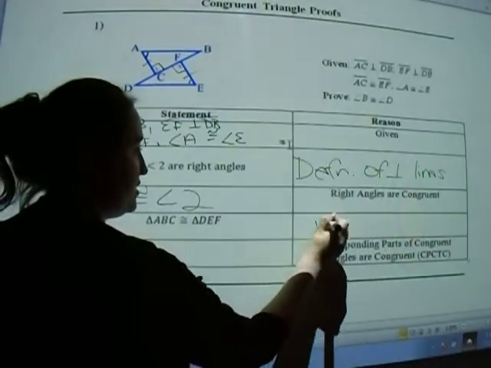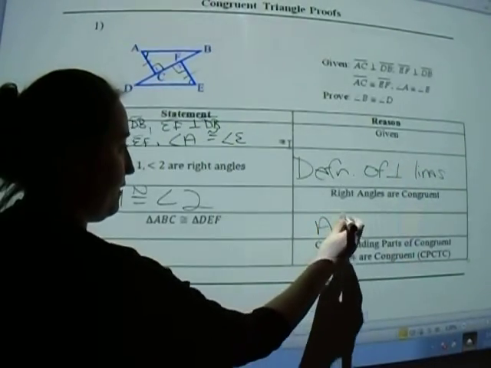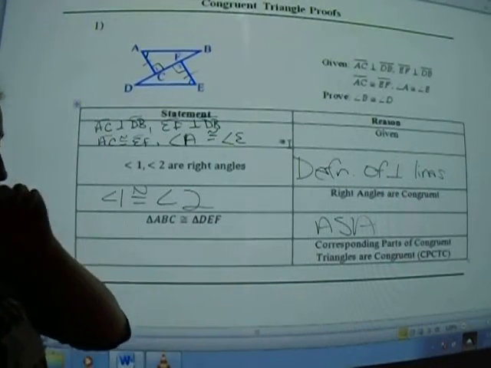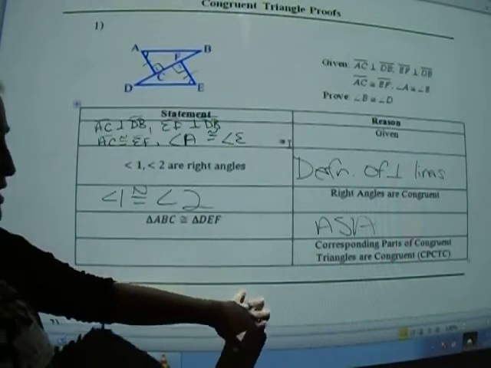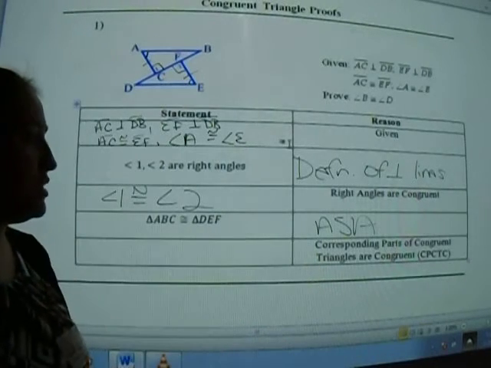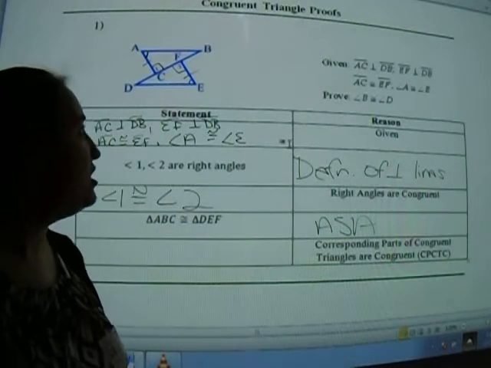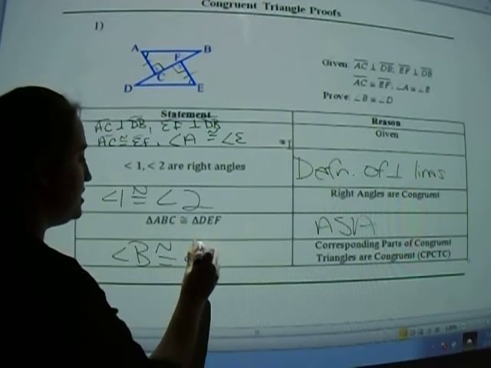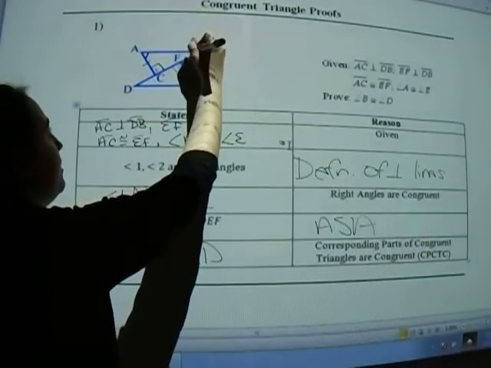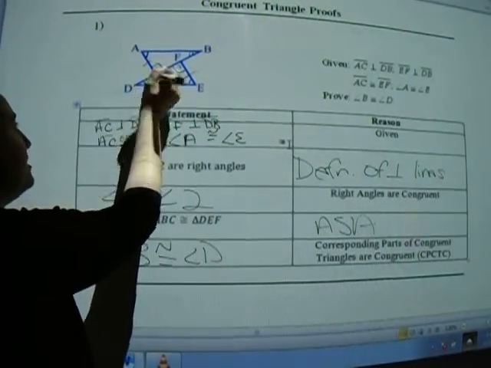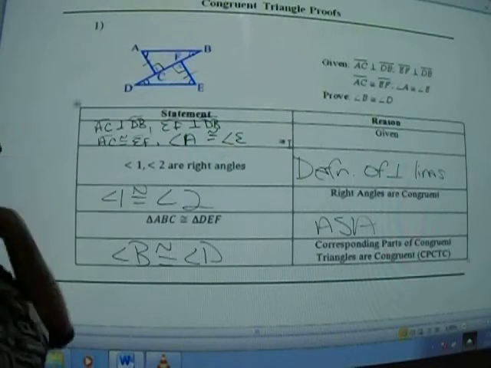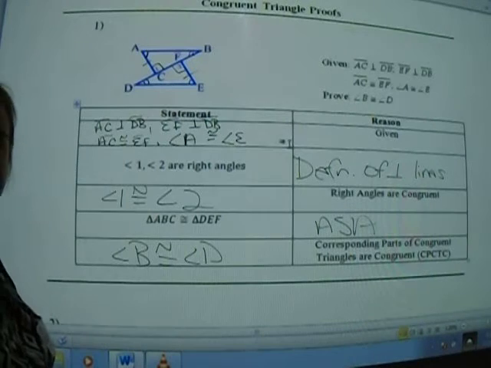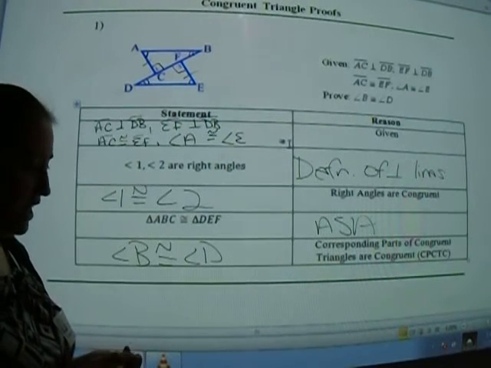Alright, do you see how we got that? Finally, we're using this CPCTC theorem that we talked about a few days ago, I think. Corresponding parts of congruent triangles are congruent, okay? So we're just trying to prove that angle B is congruent to angle D. Because these triangles are congruent, all the angles must be congruent, so these angles have to be congruent to one another. Alright, I hope you guys get that.